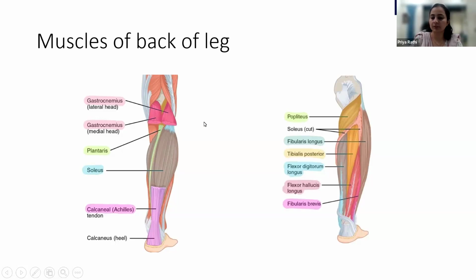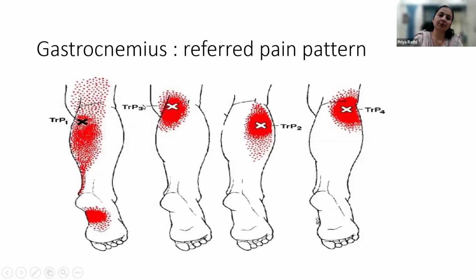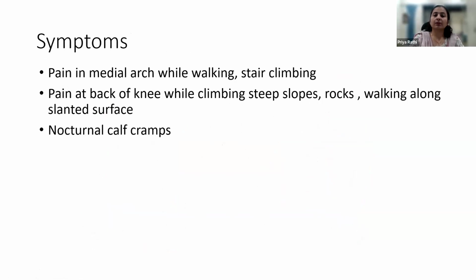So I'll be talking majorly about it. Gastrocnemius medial head triggers will give pain in the medial arch of foot, and it can give rise to posterior knee pain also. Lateral head trigger points will give rise to pain in the posterior aspect of knee. So these patients will present with medial arch pain, and there would be pain at the back of knee while climbing steep slopes or rocks, or while walking on the slanted surface. And these patients can have nocturnal calf cramps.